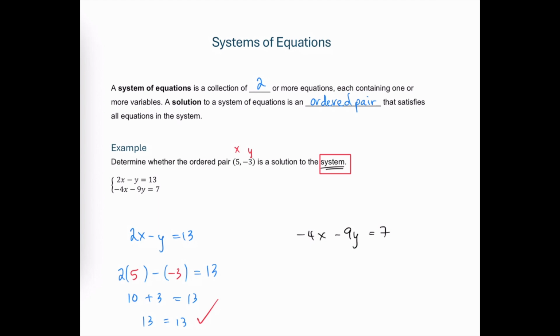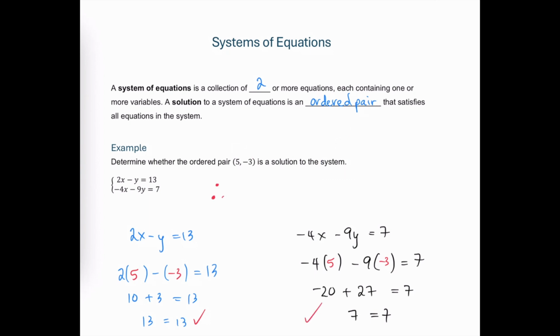But remember, to be a solution to the system, it has to be a solution in both equations. So we do this again for the second equation, leaving holes for the x and the y variables. And then we plug 5 in for x and -3 in for y, and then evaluate. So we have -20 plus 27, and that is equal to 7. So our ordered pair is an ordered pair solution to the second equation, and therefore we'll say that the ordered pair 5, -3 is a solution to the system.